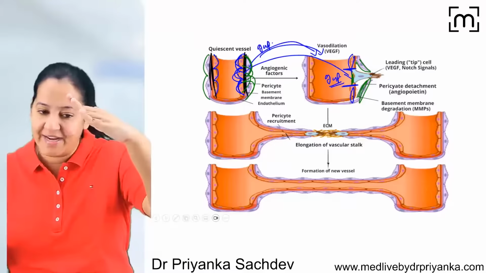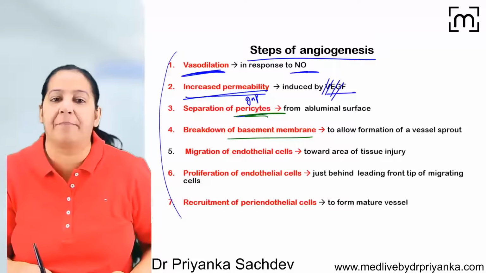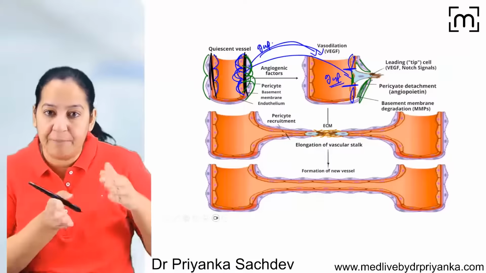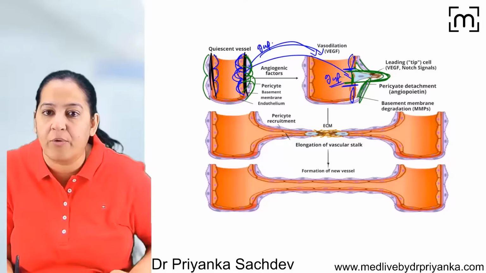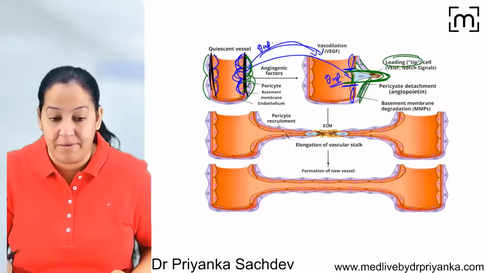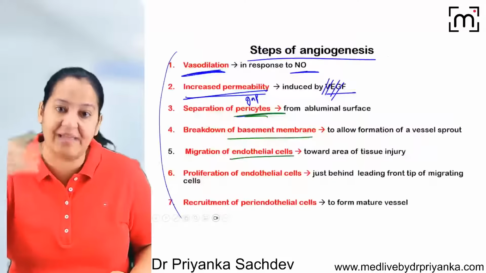Then the pericytes separate from each other. Then the basement membrane will break. And then the endothelial cell will proliferate and go outside. Can you see? Endothelial cell is proliferating and growing outside. This is known as the leading tip of the new blood vessel, the new blood vessel arising from the old one.